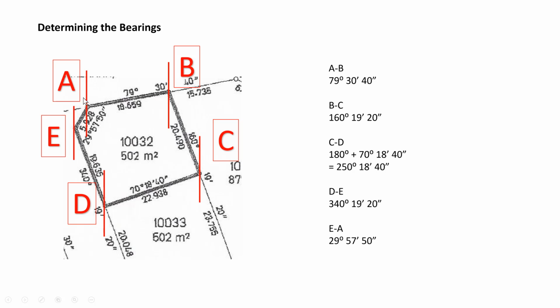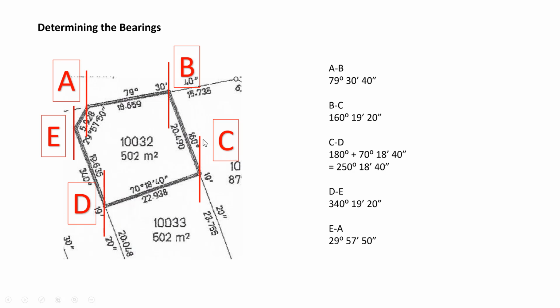So this is the point A, point B, C, D, E. Each of the corners, I assign an alphabet. And then I would like to define our degree starting from this above. We put a line here, it's like an imaginary line. So it's 79 degree. If you look at B, the line here, 160 degree, 19 minutes and 20 seconds is also taken from this line.